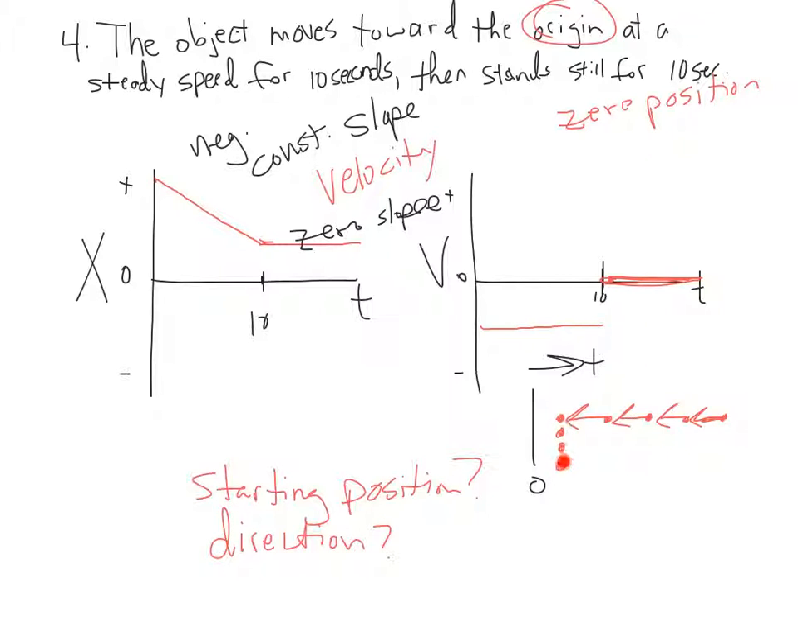Notice it is at rest before it gets back to the 0 position. Just like my graph never reaches the 0 position. So on my motion map, I also should not have the object reaching the 0 position.